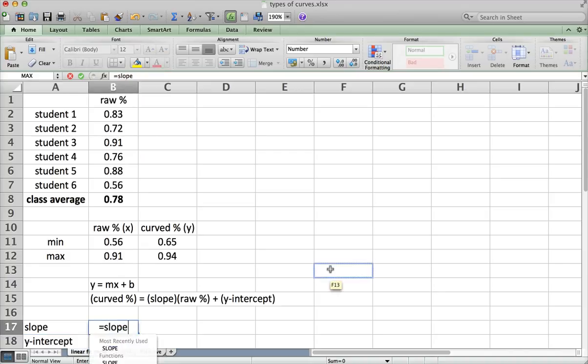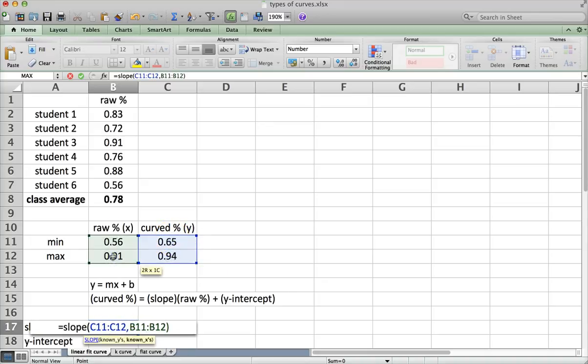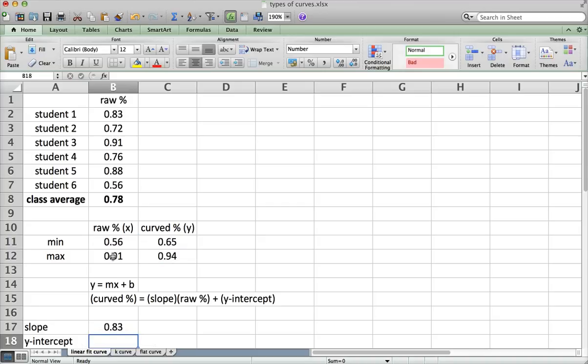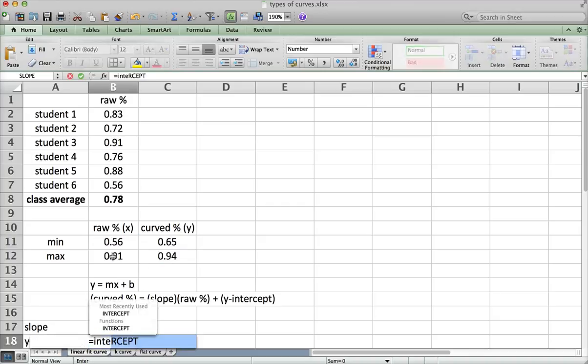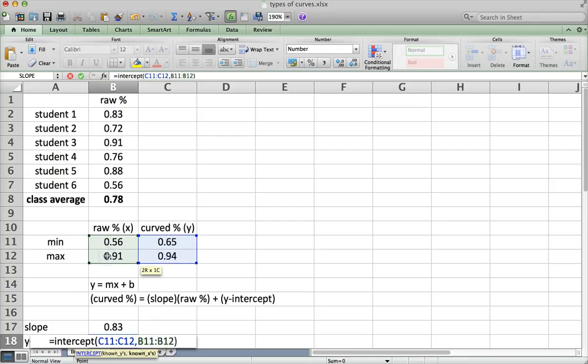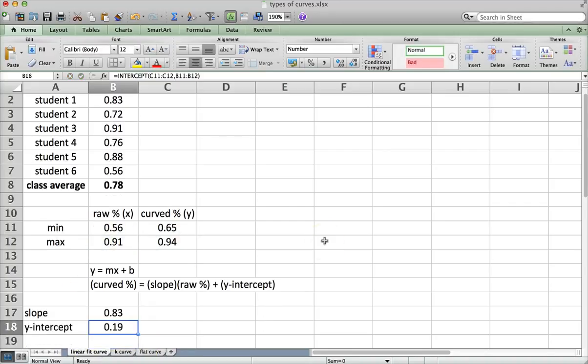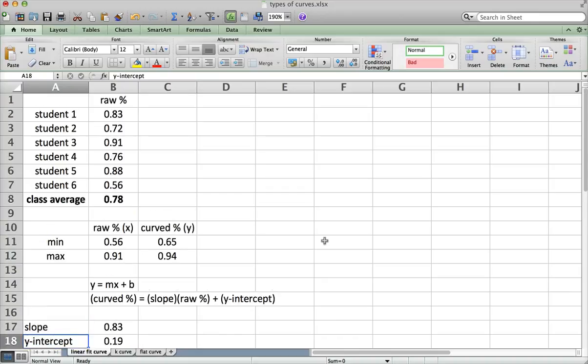Okay, so how do I find the slope and y-intercept? I do equals slope, open parentheses. The formula requires the y's go first. So here are my y values, and then comma, x's go second. I hit enter. And then for the y-intercept, I do equals intercept. Again, y's go first, comma, x's go second. Close parentheses. And here are my slope and intercept.